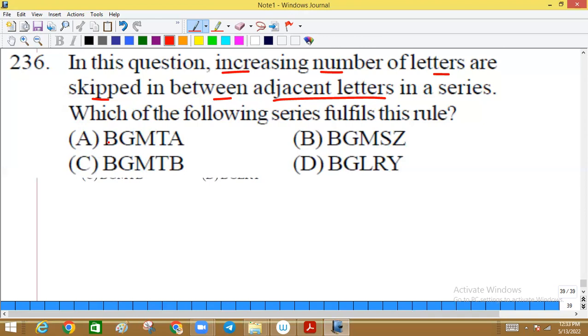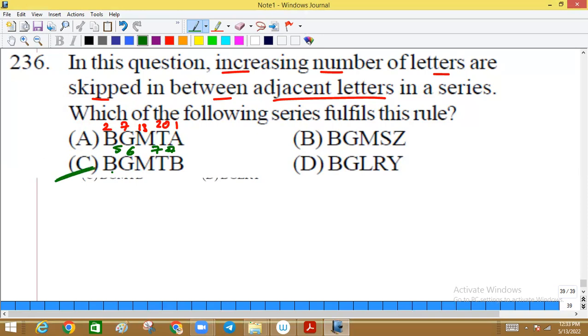What is the position of B in forward coding? 2. G is 7. So what is the gap here? So it is 2, 7, M is 13, T is 20, A is 1. Now what is the gap here? 5. What is the gap here? 6. What is the gap here? 7. What is the next gap? No, 7 only. It is 7 only. So it is not increasing number of letters skipped. No, that is not. So what is your answer?